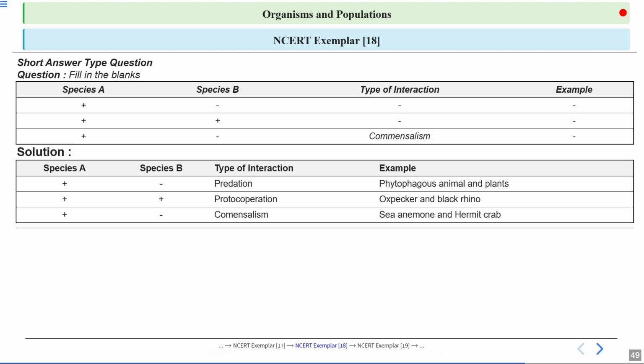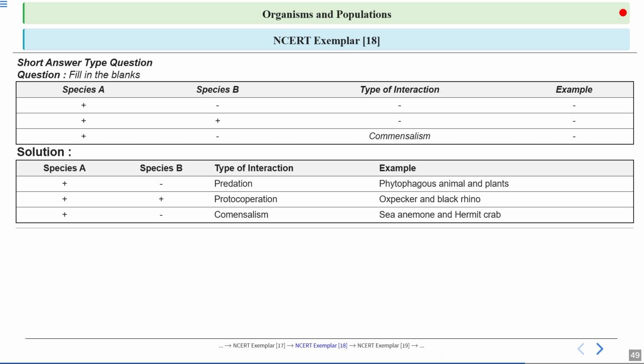Second row, where both species are benefited, this is called protocooperation, or you can also write this as mutualism. In mutualism, both the species are benefited. It is a kind of symbiotic association. Both the interacting partners are benefited. Clear? Also known as protocooperation. You can also call this protocooperation. Example is an oxpecker bird eating ticks of a rhino. Both here, the rhino and the oxpecker, are getting benefited.